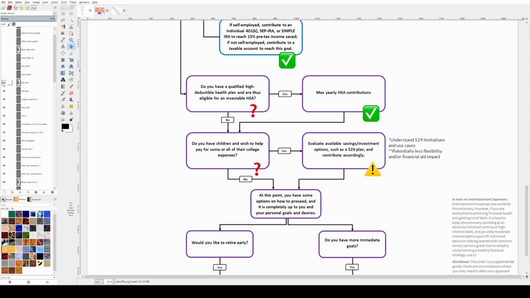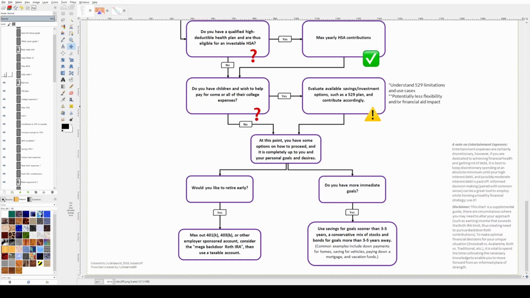Now, the rules may have changed and are likely still changing, so this may or may not be the case in the future. But if financial aid and qualifying for financial aid is important to you, then you'll want to do your research and plan accordingly. But once you've done that, at this point you have options in terms of what you want to do next and how to proceed, and it's really completely up to you and your personal goals and desires.